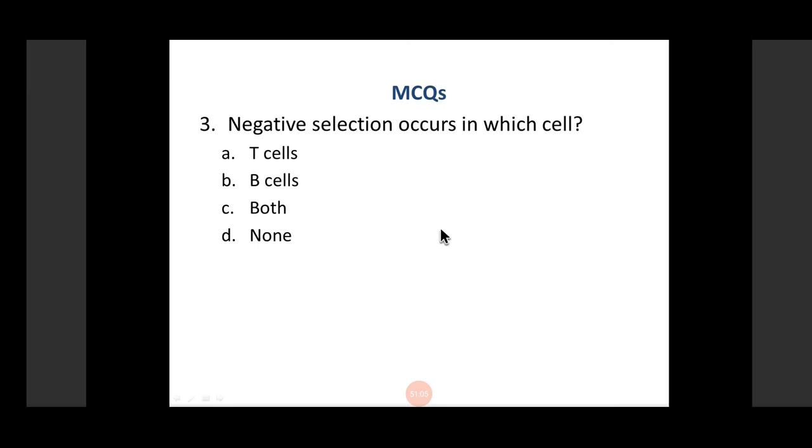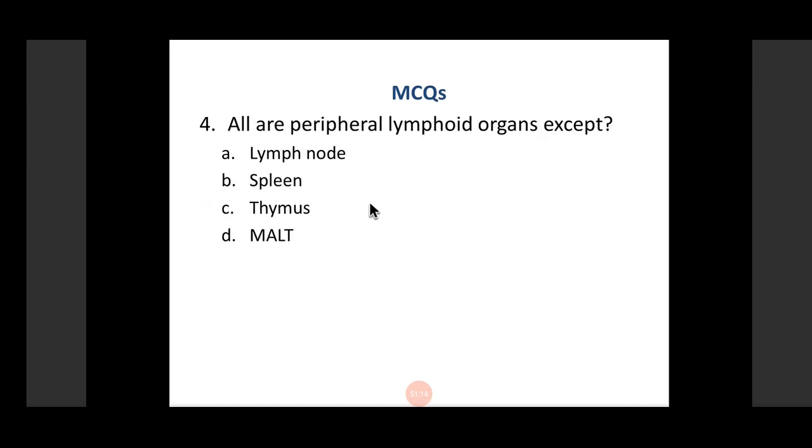Negative selection is also referred to as clonal deletion. So please remember there are 2 words which are used for it: clonal deletion or negative selection. Good. Excellent. Question number 4.